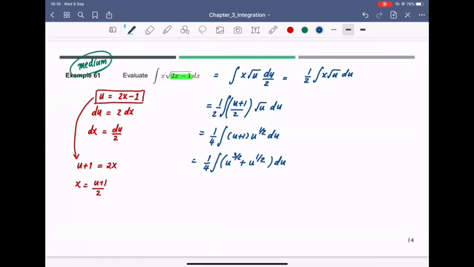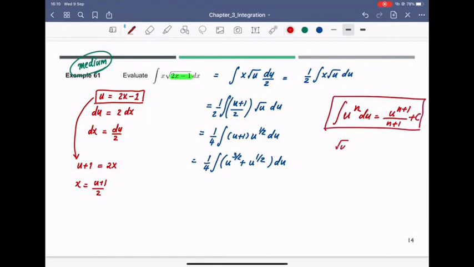I don't like to keep my square root. I love to express it as u to the 1/2, because I know that most students are going to be more comfortable when you see u to the n, because you know how to integrate this: u to the n plus 1 over n plus 1. We are comfortable with this form. So that's why when you see square root u, I switch it to u to the 1/2 first, because it's going to make it easier to integrate.